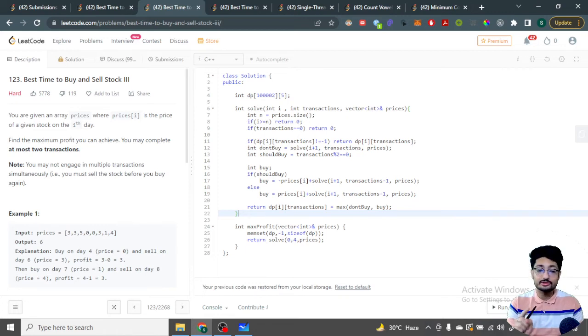Okay. Also note that you may not engage in multiple transactions simultaneously. What it actually means is that you cannot first buy a stock and again buy a stock and then sell a stock and then sell a stock. You have to do this transaction in a completed manner. So you have to buy a stock, then sell it, then buy it, and then sell it. Okay. You cannot just do this in this manner.